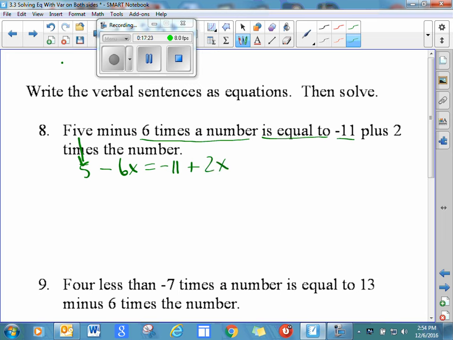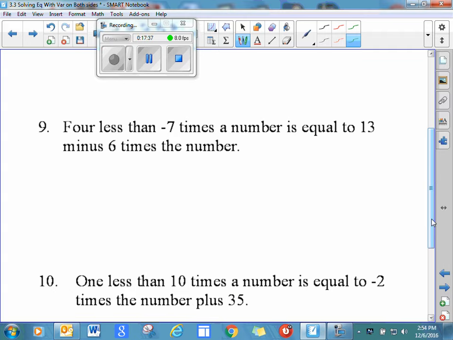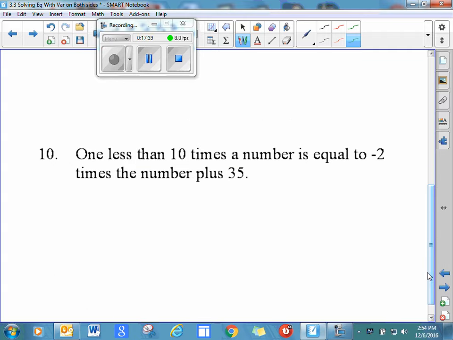So this one is like what we've done before, but now, of course, you have variables on both sides of the equal sign, since that's what this particular unit is about. So you guys can solve this one, and you can set up and solve number 9 and number 10. And we will see you in class.